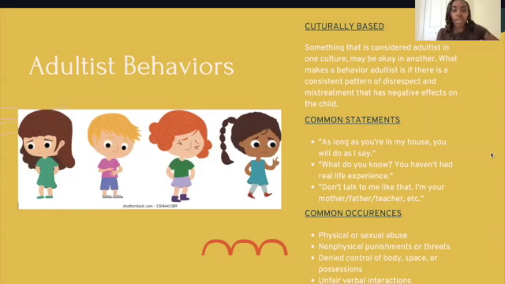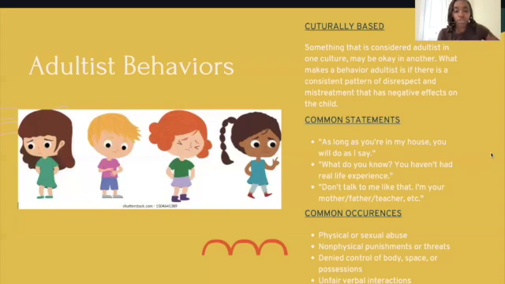Some common ways that adultism occurs are through physical and sexual abuse, non physical punishments or threats, denied control of a young person's body, space, or possessions, and verbal interactions. Non physical punishments or threats happen when children and young people are constantly berated, invalidated, insulted, and given arbitrary punishments. If they protest, they receive more punishment.